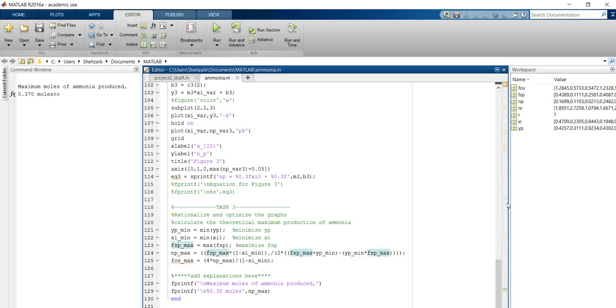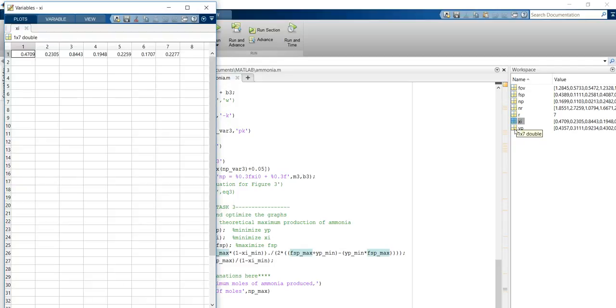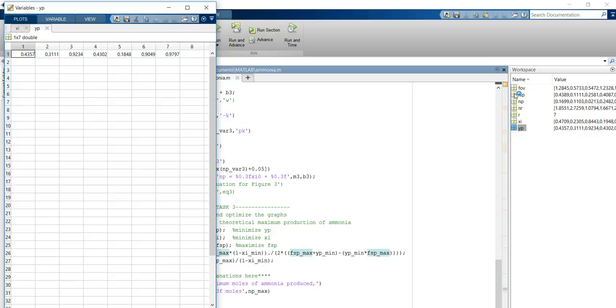So in this scenario, our randomly generated values for Xi were this vector right here, 1/7, and YP was this right here, and FSP was this. So let's say, for example, a user enters all these values, and so we come up with a number of moles of ammonia of that value.